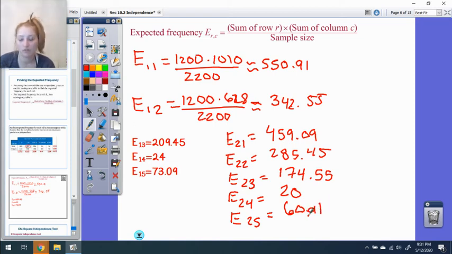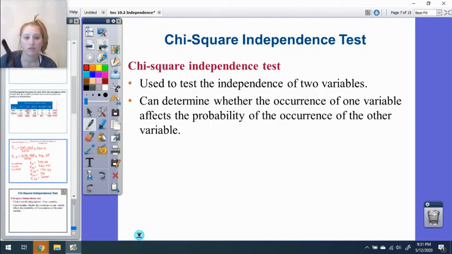Okay. All right, so let's go through a few more facts before we finish up this example. We're going to be using the chi-squared independence test.